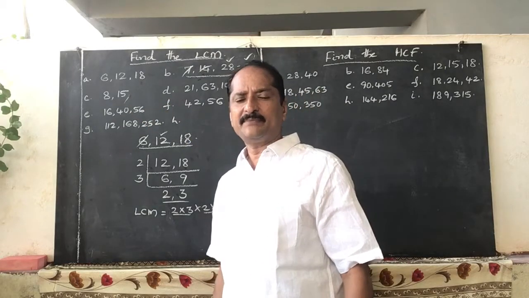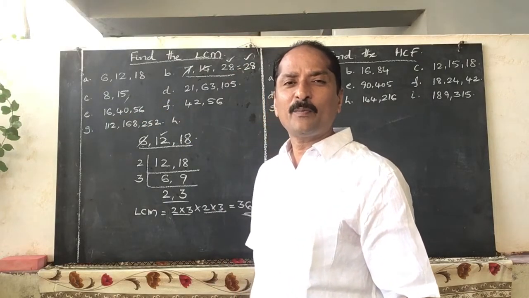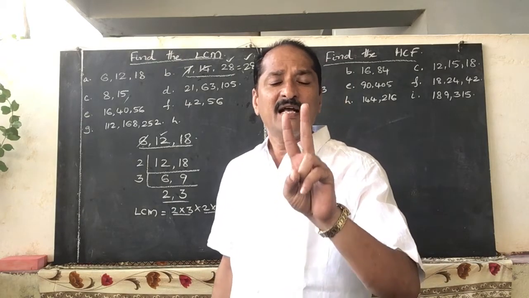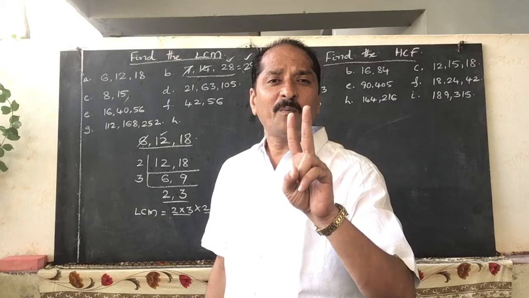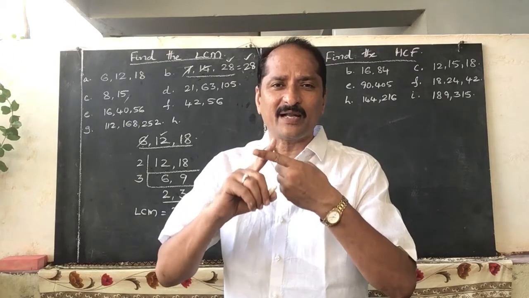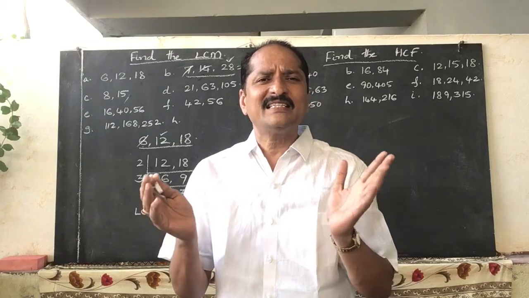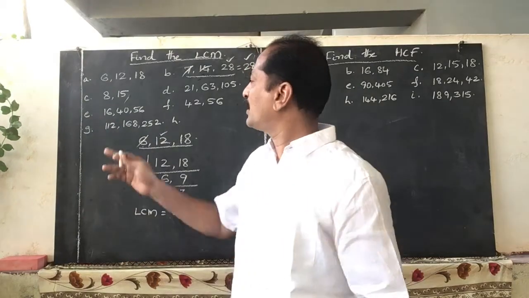Okay. Now check here 8 and 15. If you are observing 8 and 15, use the second property of LCM. What is the second property of LCM? If they are co-primes, the LCM is their product. Two numbers are co-prime. Co-prime numbers means what? They don't have any common factor.